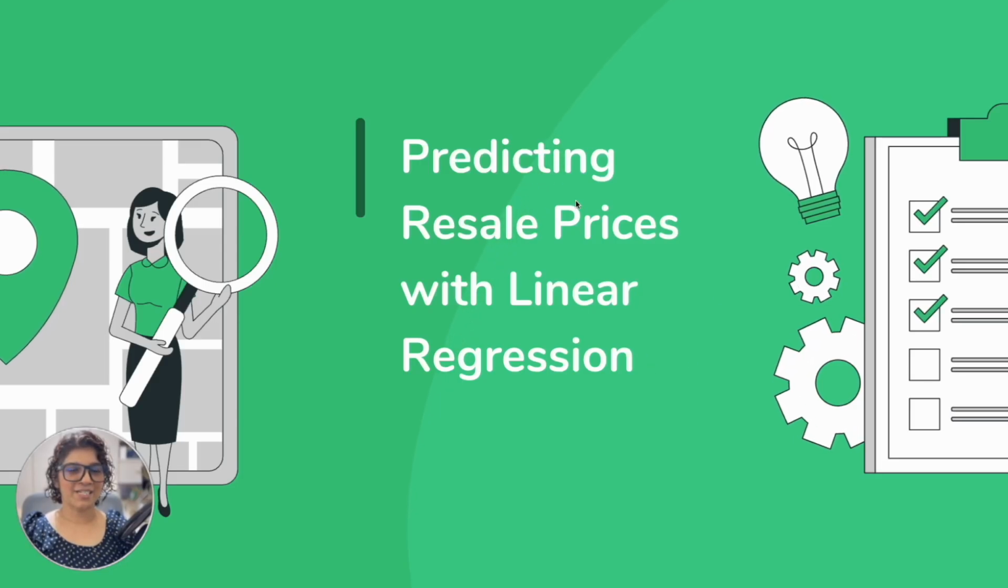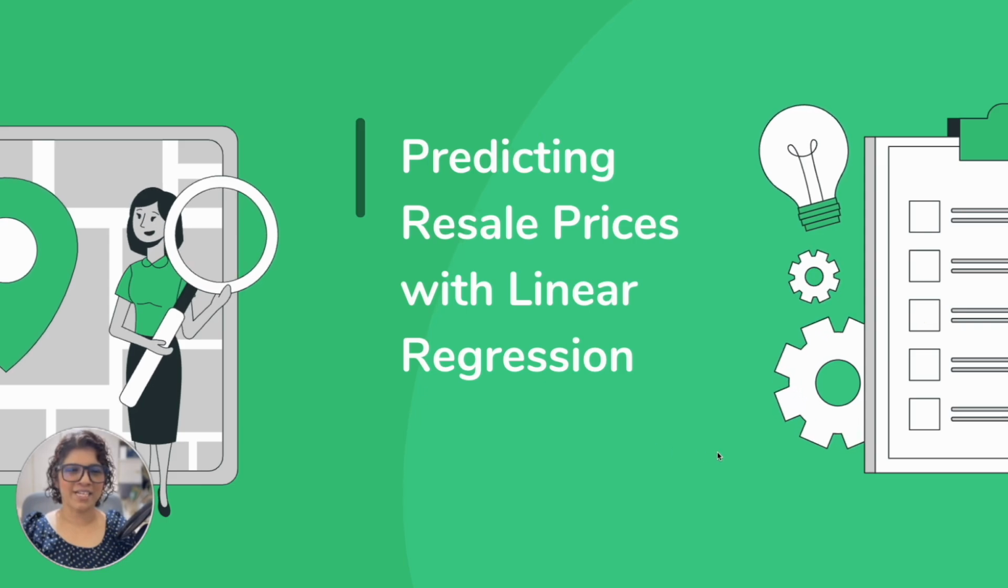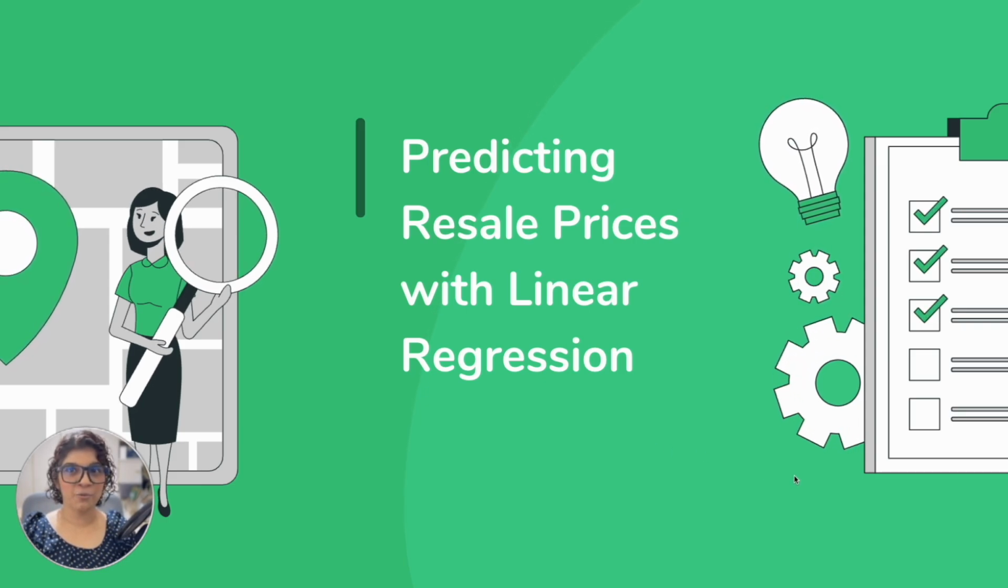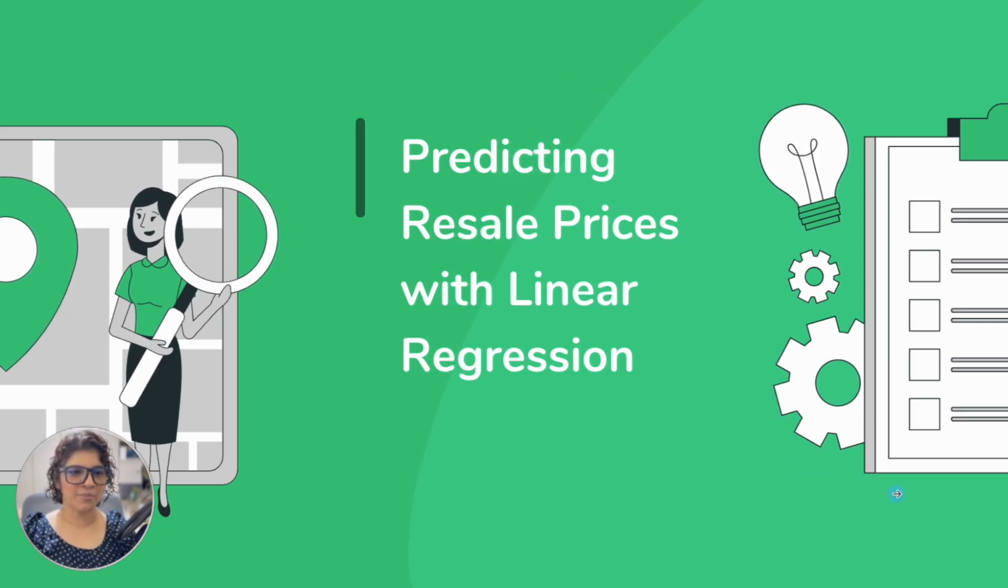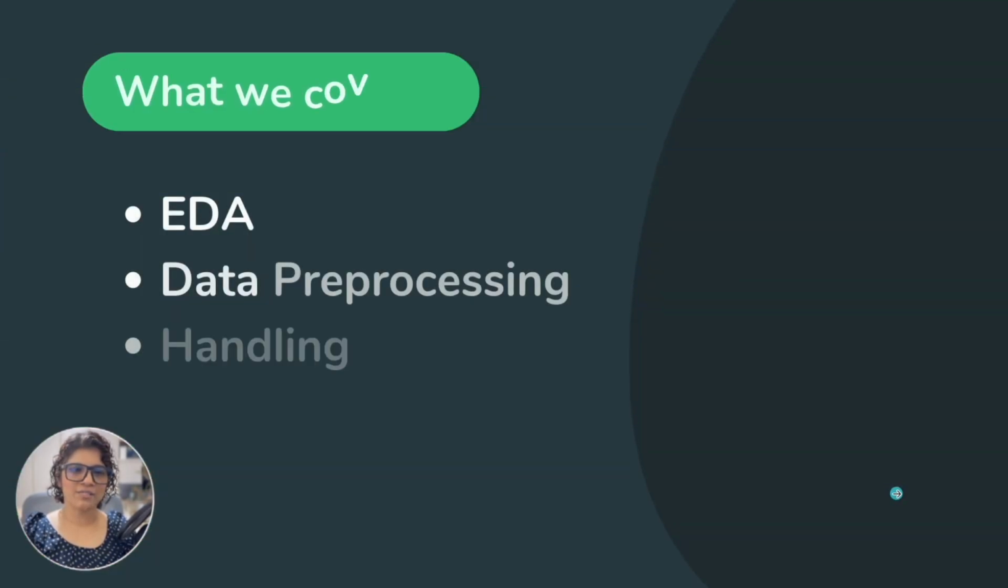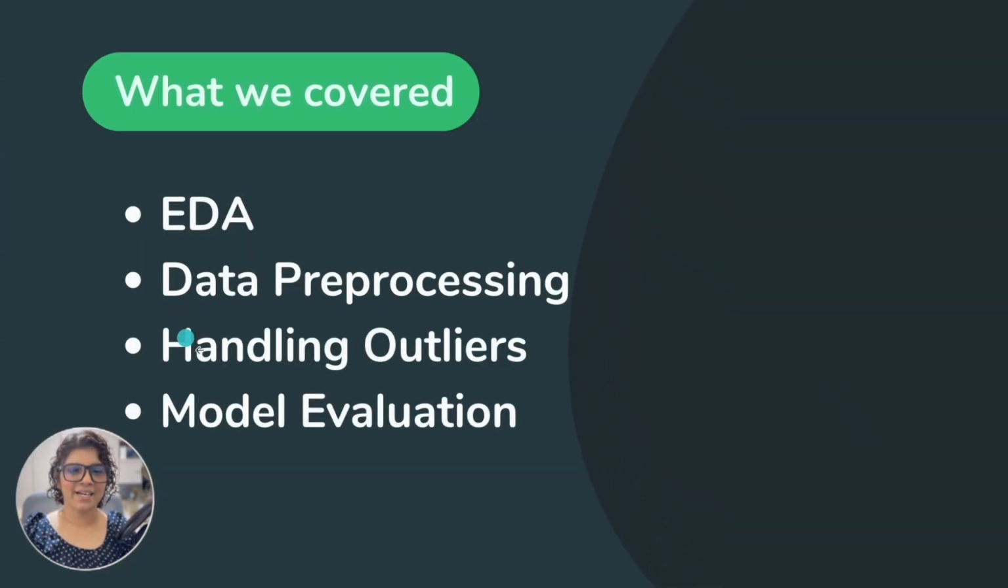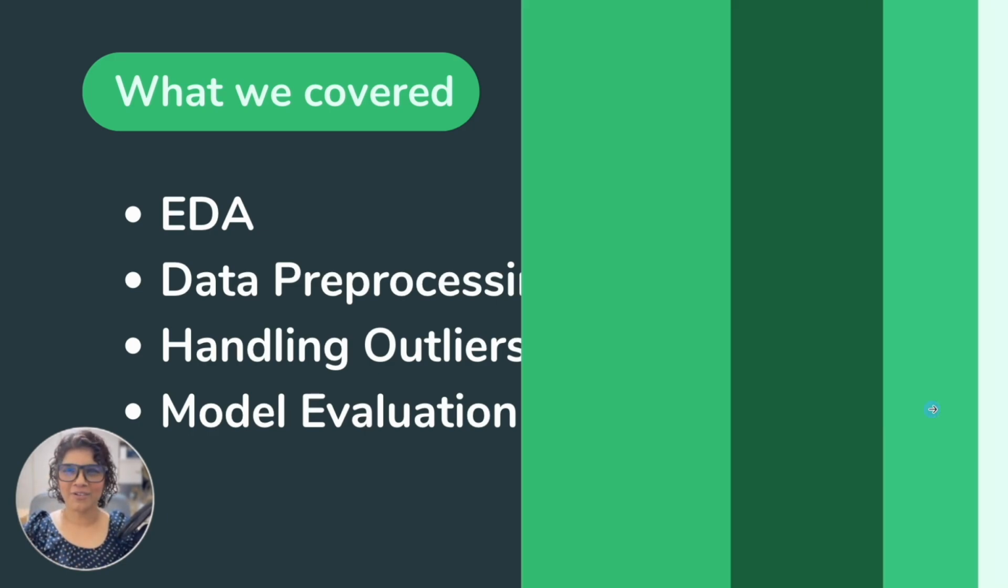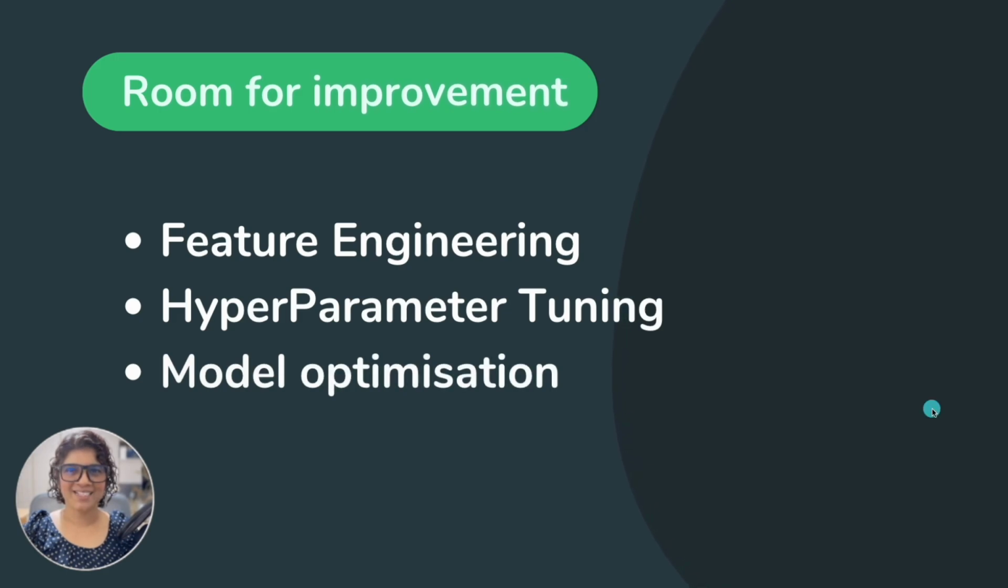In conclusion, this project has shown the power of linear regression in predicting real-world outcomes like housing prices. We've seen the importance of data preprocessing, handling outliers, and using the right evaluation metrics to assess the model's performance. While our model already performs well, there's always room for improvement using techniques like feature engineering, hyperparameter tuning, or even experimenting with other machine learning models.